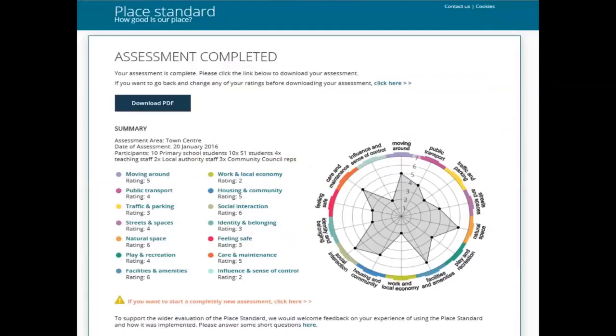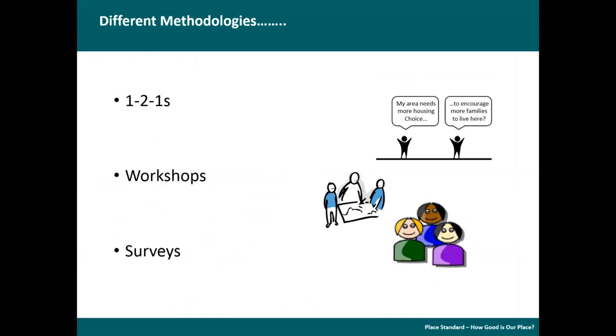The next slide really just shows what a completed Place Standard tool would look like, and the diversity of what works well and what doesn't work so well within a place. This particular picture shows that the influence and sense of control scores particularly low. That is quite common. And I'll show you a slide of work in Copenhagen where it was quite the opposite. And you might be quite surprised in terms of the population that we're working with in that instance.